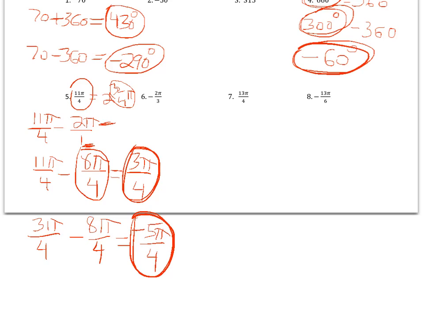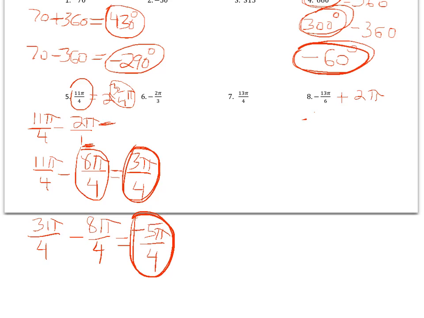All right, let's do one more. Let's skip to number 8. Okay, number 8 we have a negative. Now I want to make it positive. I want to have it between 0 and 2 pi. So here I'm just going to have to keep adding 2 pi to it.